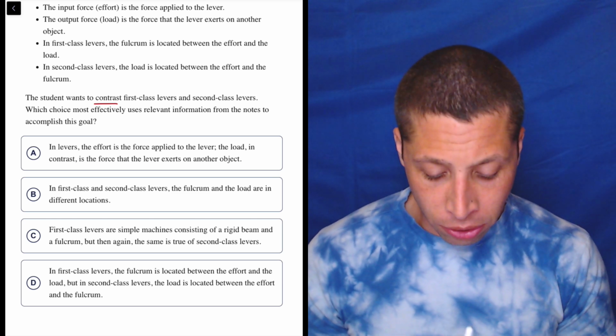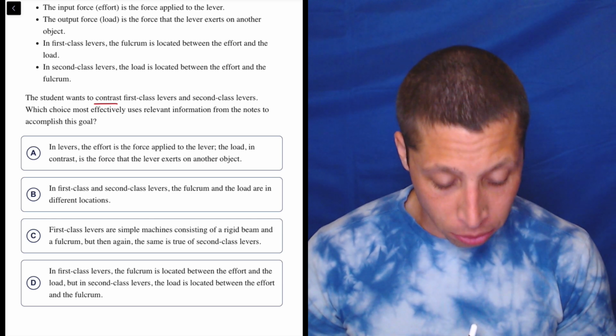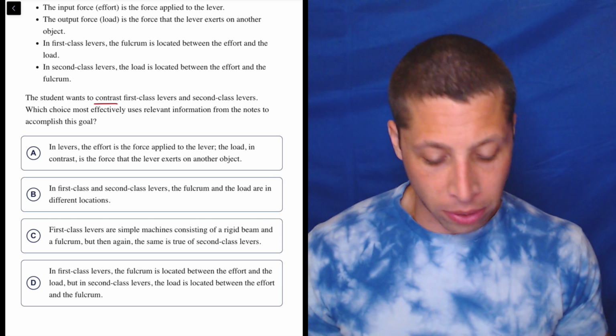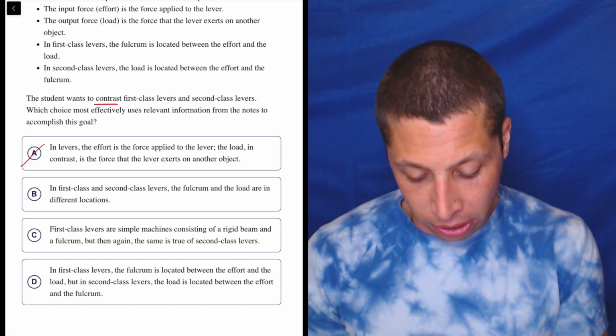So A: in levers, the effort is the force applied to the lever. The load, in contrast, is the force that the lever exerts on another object. Well, they don't talk about the first and second class at all, so that's wrong.